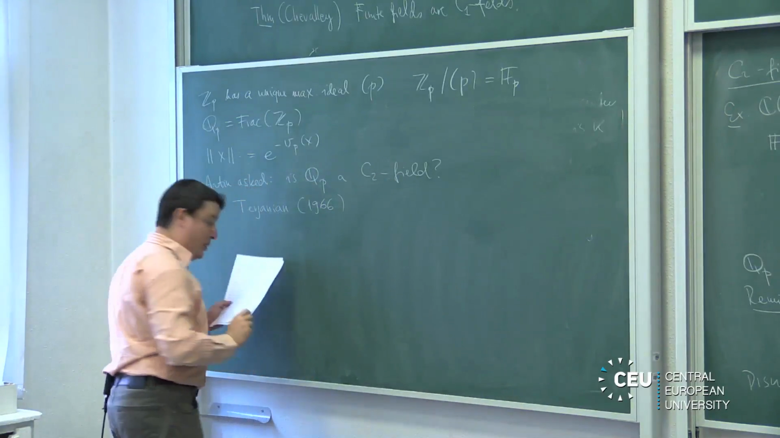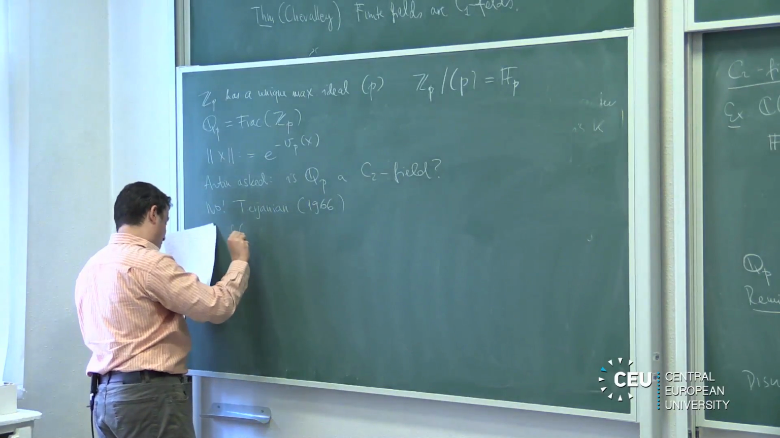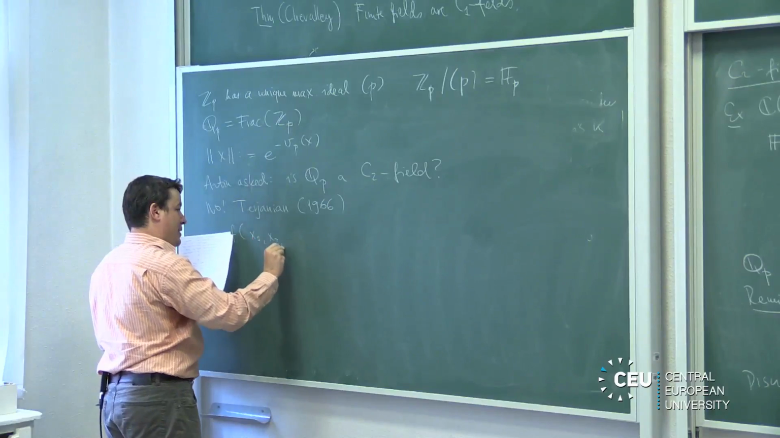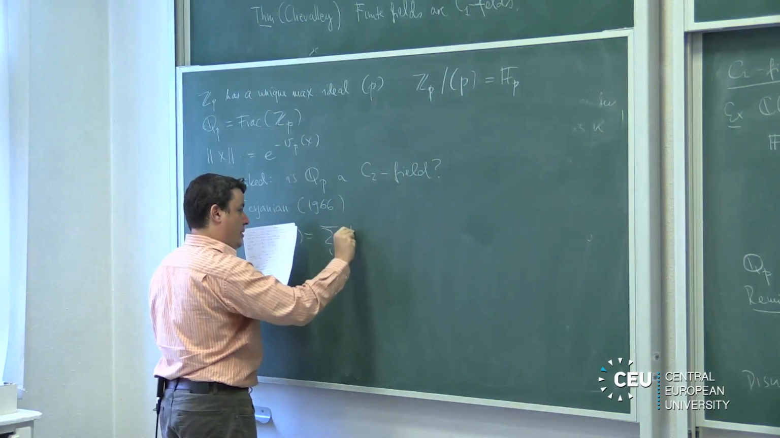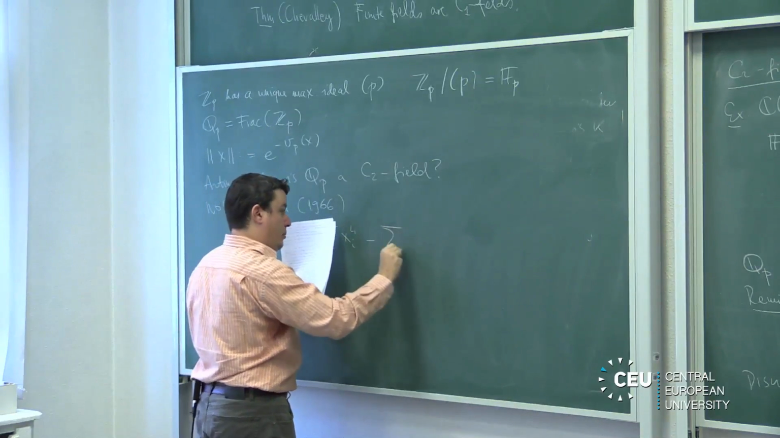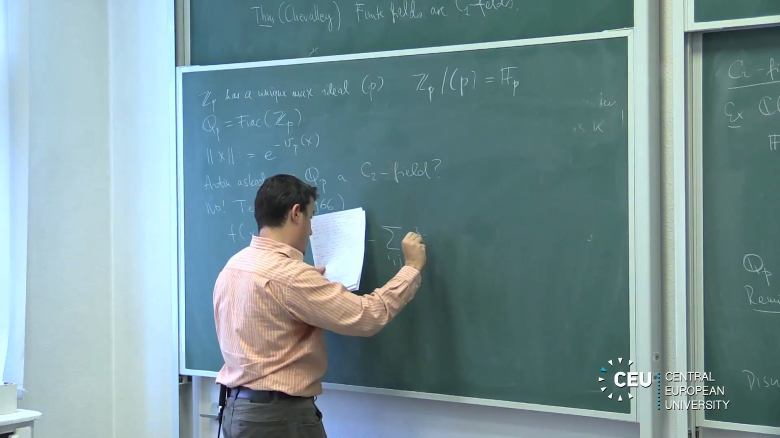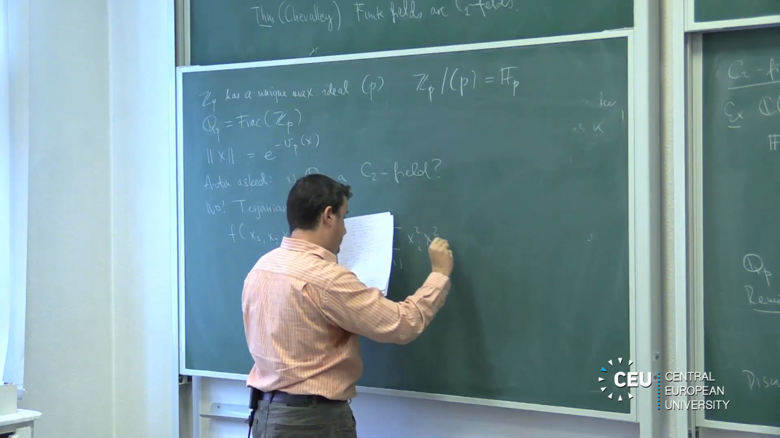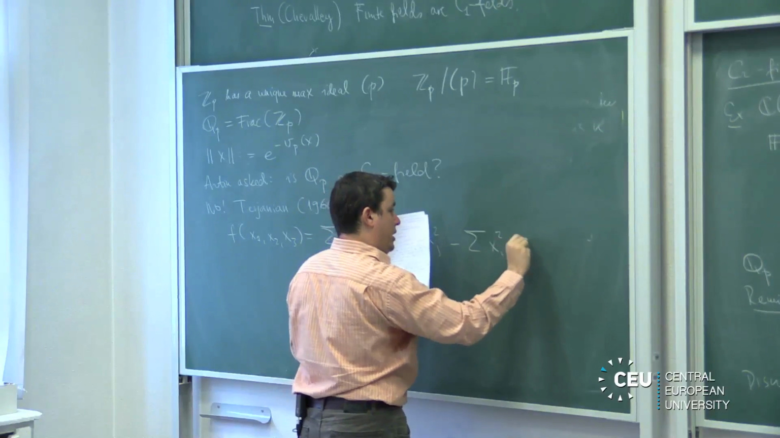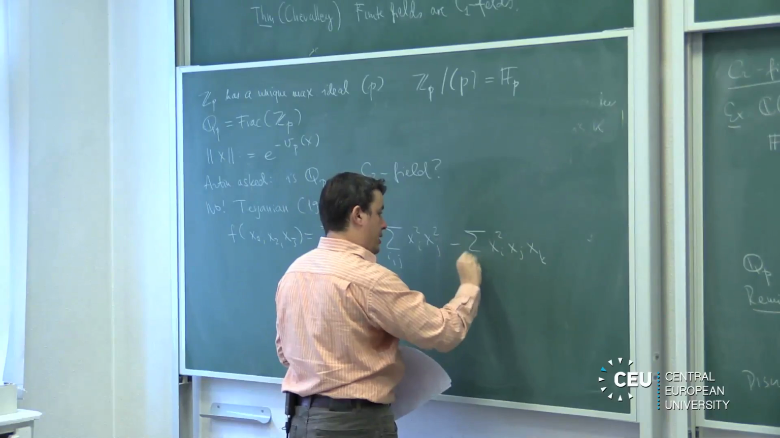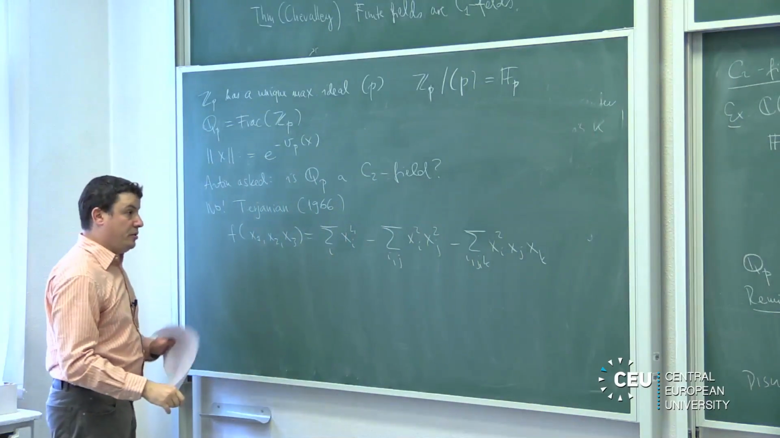I write to you the simplest example, okay? So you take f of x1, x2, x3 to be the sum of xi to the 4 minus the sum of xi squared xj squared minus the sum of xi squared xj xk. So here this is i, j, k. Yeah, so take the summation like this.